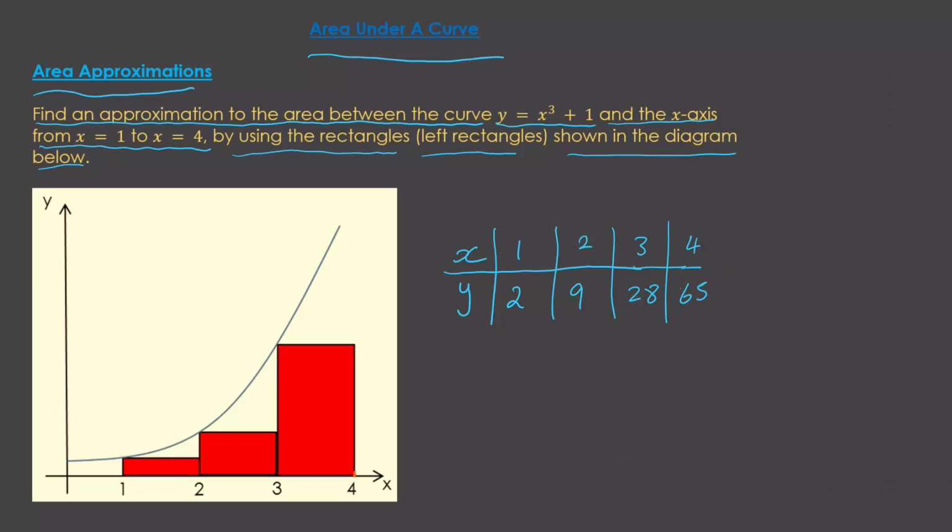So if we look at the very first rectangle here, it has therefore a height of 2 and a width of 1. The next one has a height of 9 and a width of 1, and the next one a height of 28 and a width of 1. So the area, and I'll call it area L for using left rectangles, area left is going to be 2 plus 9 plus 28, giving me 39 square units.